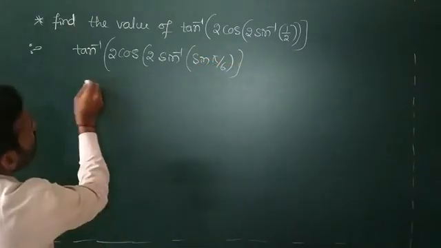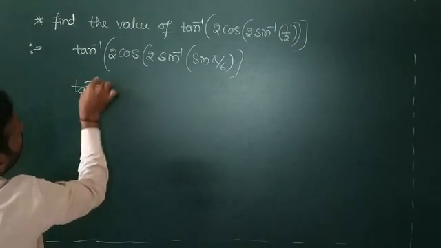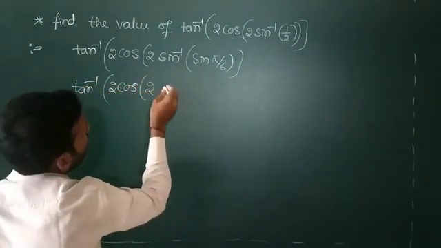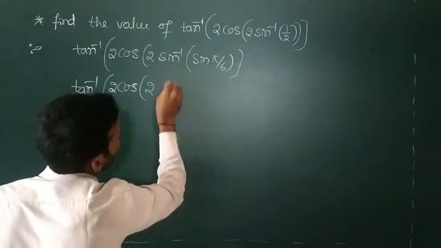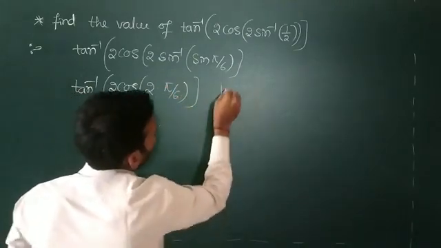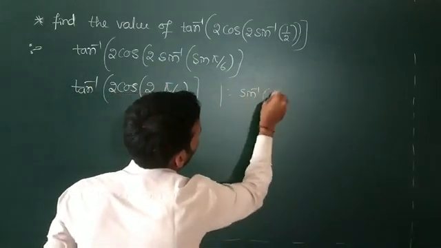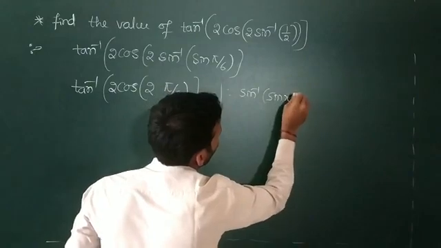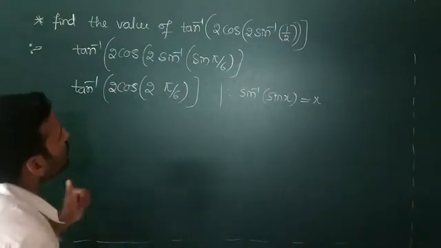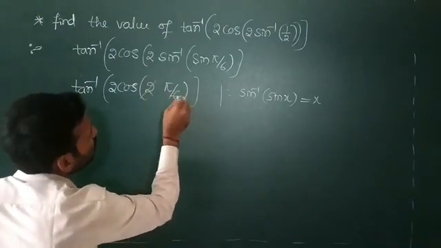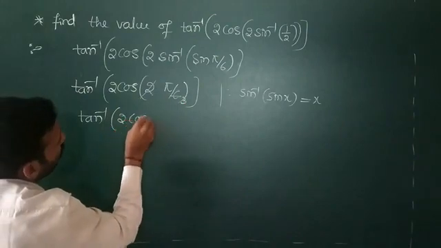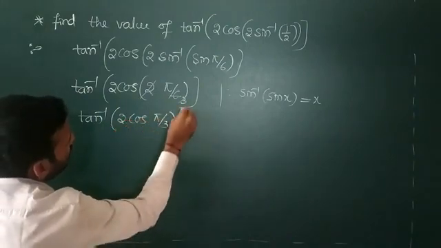Now simplify this. It is tan inverse of 2 cos of 2 times sin inverse of sin pi by 6. Sin inverse of sin theta is theta, as you know already, the property that sin inverse of sin x is x. That's why sin inverse of sin pi by 6 is pi by 6. Simplifying 2 times pi by 6, this is tan inverse of 2 cos pi by 3.